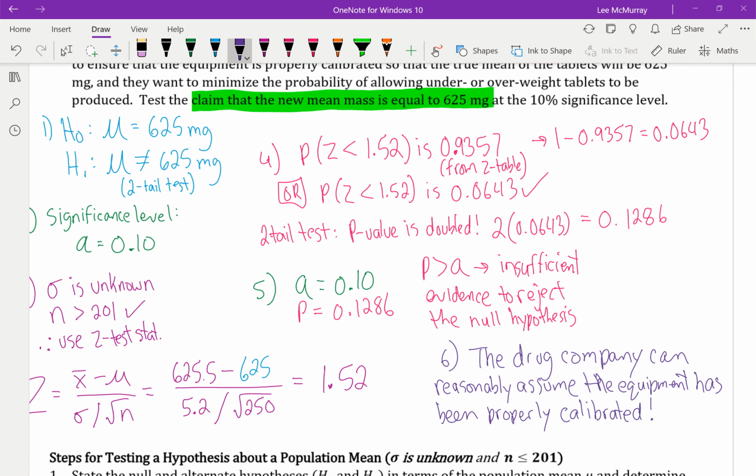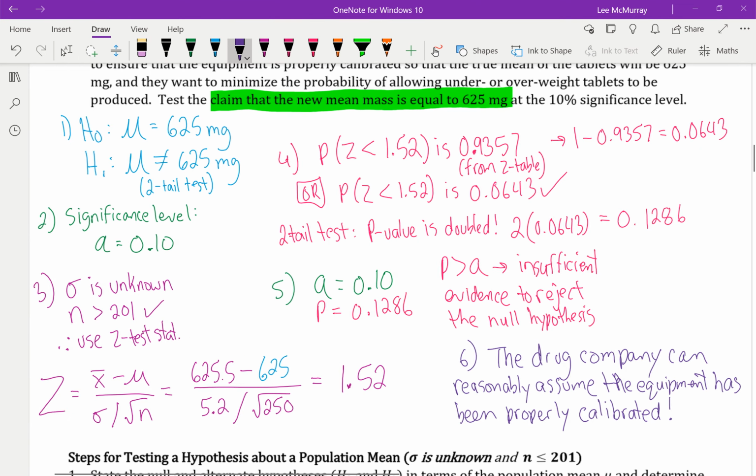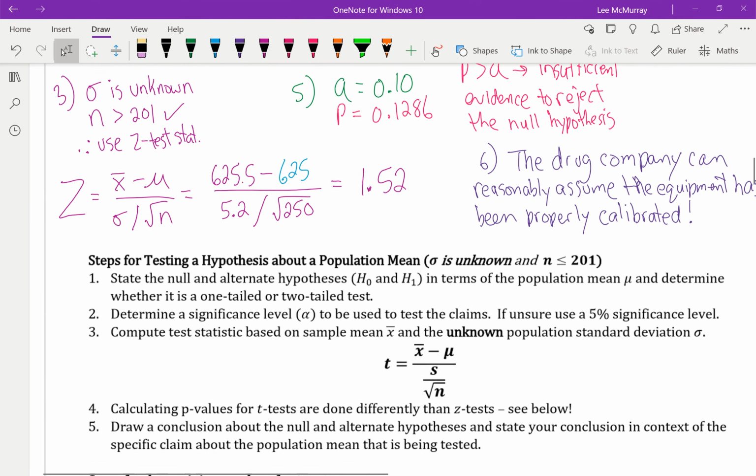Again, because we failed to reject, we couldn't reject the null hypothesis. When we can't reject the null hypothesis, and the claim was that it's equal to 625 milligrams, and our evidence isn't strong enough against it to reject it, then we basically say that it seems to be accurate. The drug company can assume the equipment has been properly calibrated because the weight does appear to be 625 milligrams at the 10% significance level. Okay, there you go. Let's jump into the next one.